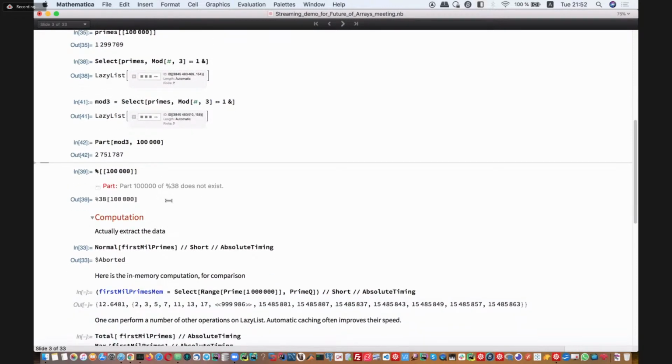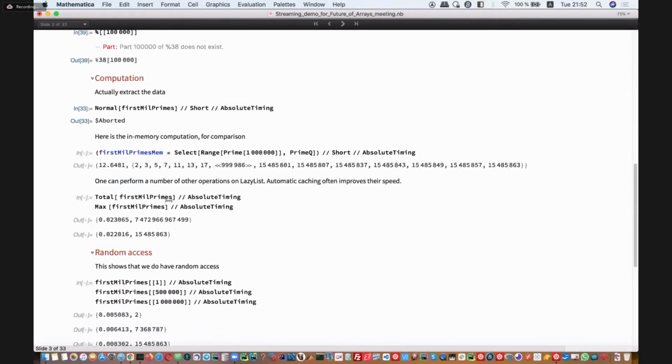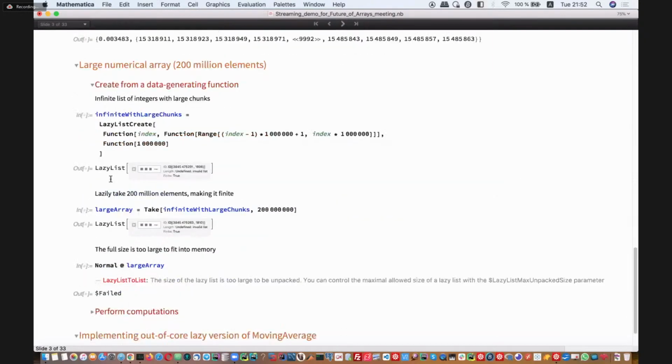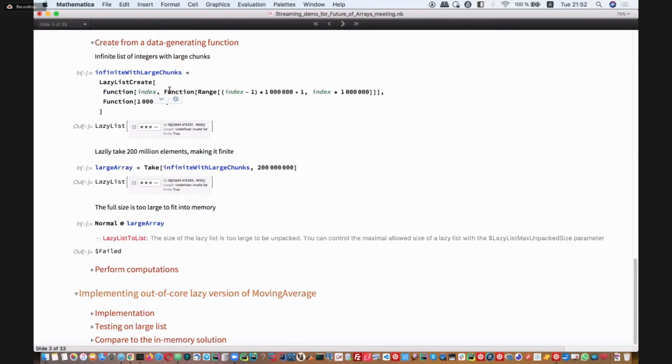Okay, let's keep going. So now let me go through the next example, which is a large numerical array. Here, I'm creating a lazy list out of a function, which basically generates the chunks. Each chunk is a million elements, and I'm producing 200 million elements in this way. Okay, I don't understand that function. What on earth is that?